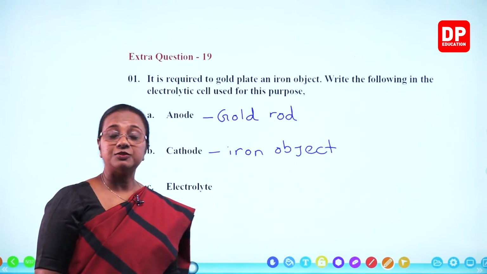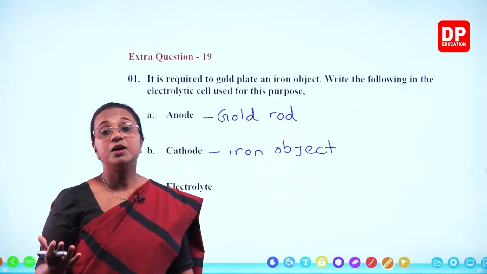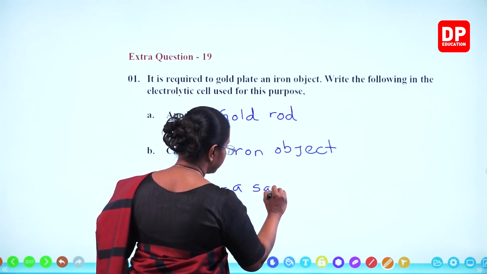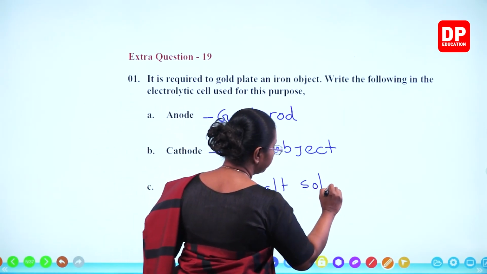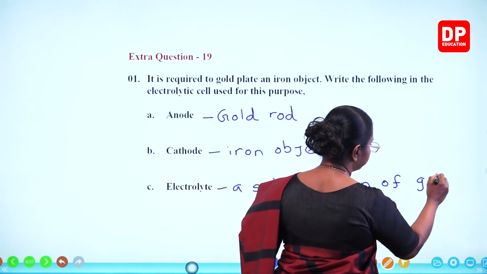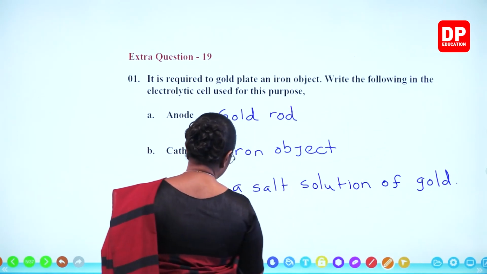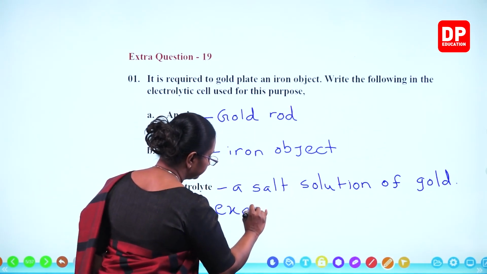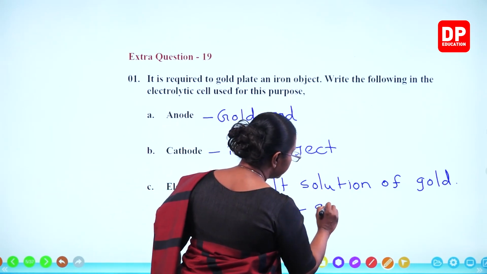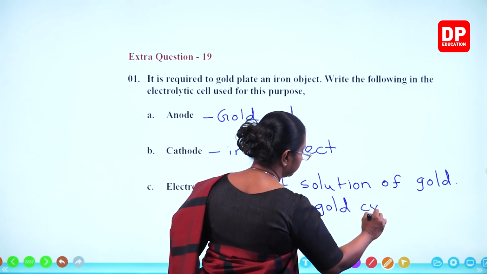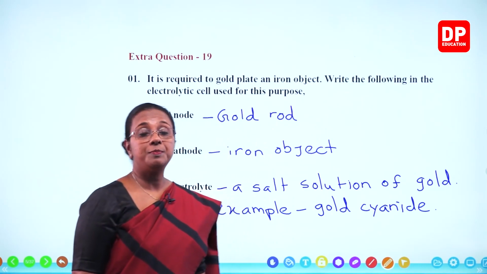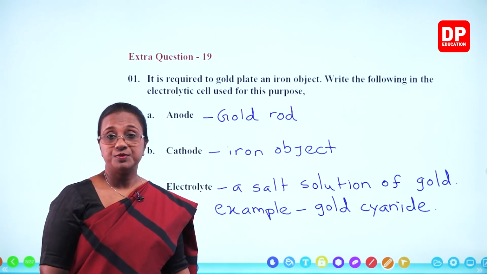And what should be the electrolyte? A salt solution of gold. For example, in the previous question, I told you all gold cyanide is used to gold plate an iron object.